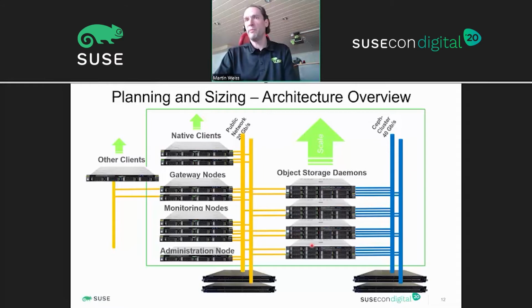The object storage daemons basically need to be connected to two different networks. So we have the cluster network, which is basically the internal network where just the object storage daemons are talking to each other. And we have the public network, which is basically the network where the native Ceph clients are communicating to the storage daemons. So whenever we deploy SUSE Enterprise Storage, we need two networks. We need the public network and we need the cluster network.